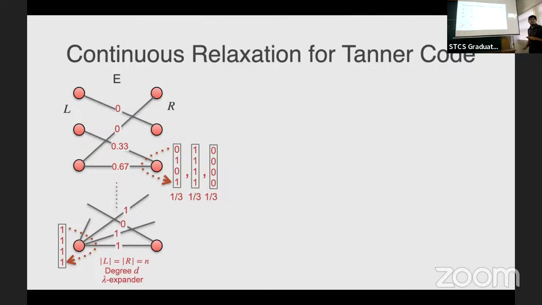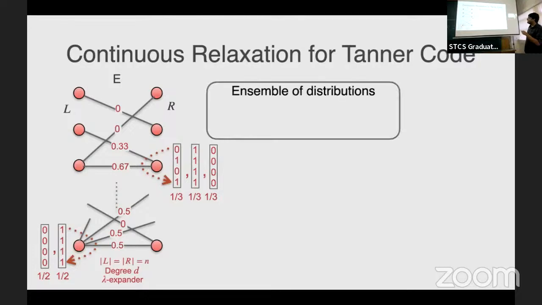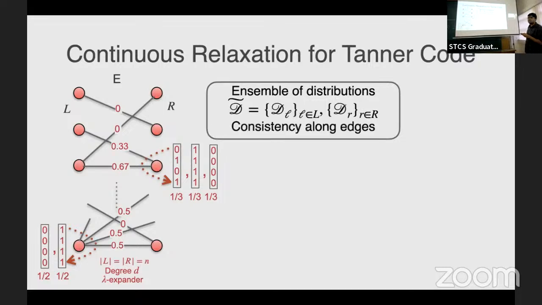And what we ask is that these marginals be consistent. A small LP is sufficient to write all of this. Just keep a variable for the weight of each small code word in C0 and ensure marginal consistency. This vertex might also have a distribution over 2 guys, and accordingly the marginals will change to 0.5. That's it. So overall we get an ensemble of distributions, one for each left vertex and one for each right vertex, with consistency along edges. And this was the relaxation that was used for LP decoding before.